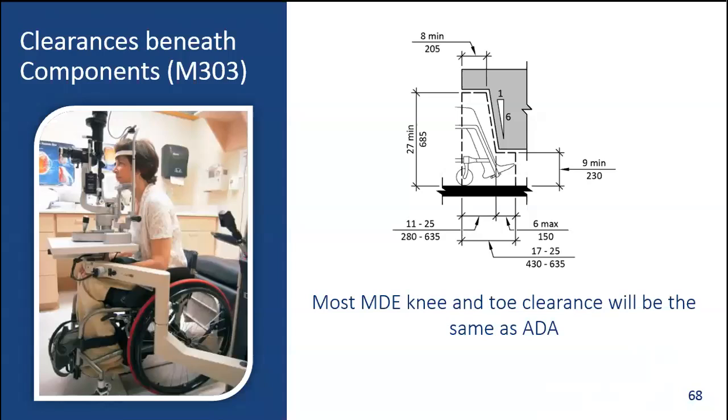Now, on the right-hand side is a diagram of the requirements in detail. Now, one of the takeaways from this slide is that most equipment knee and toe space will be essentially the same as it is in the ADA standards.